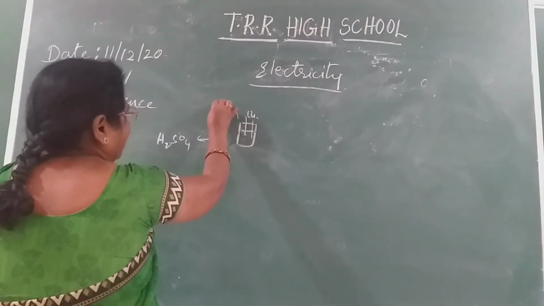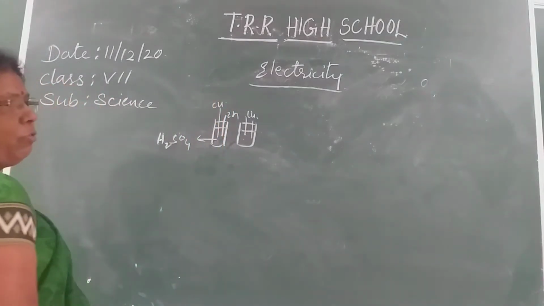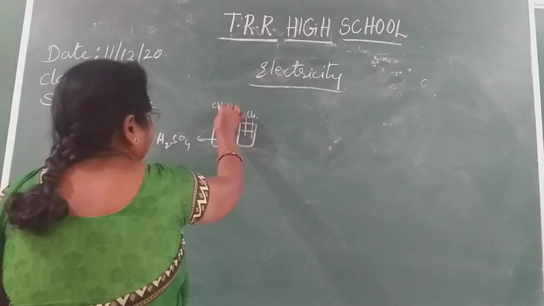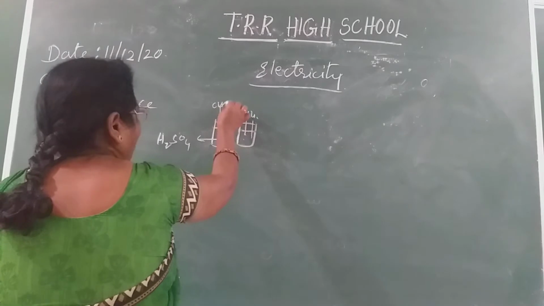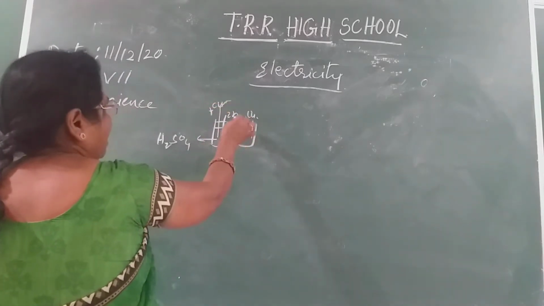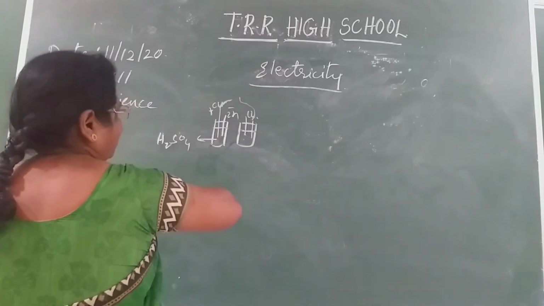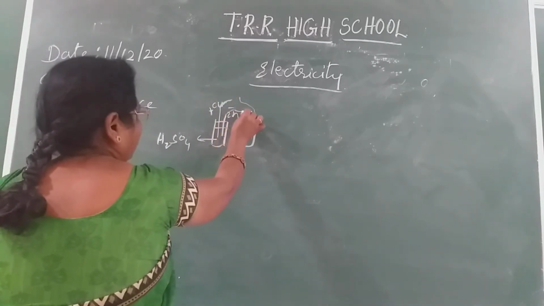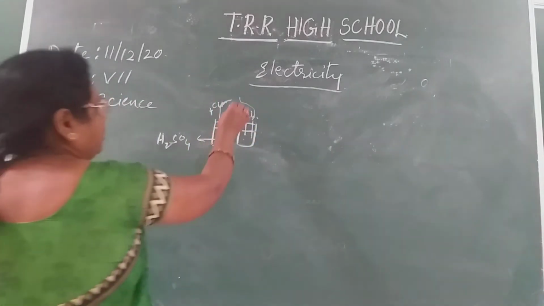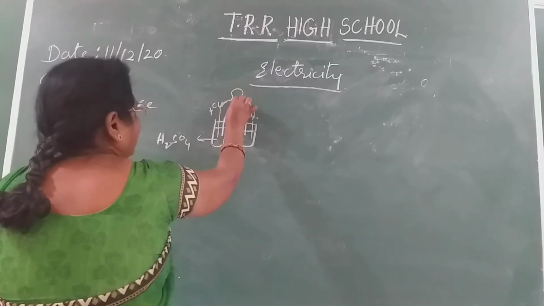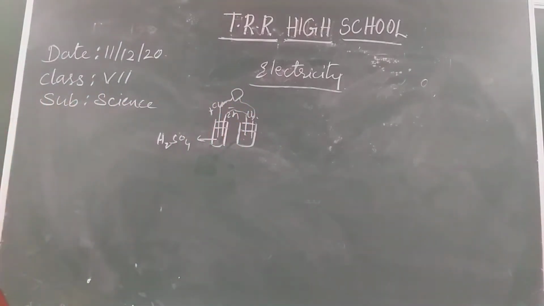Okay. Now here I connected the copper wire to the copper sheet, which acts as the positive terminal, and zinc acts as the negative terminal. These are connected with two metallic wires. These are also connected with wires. Now these two are connected with the bulb. The electricity will flow and the bulb will glow.